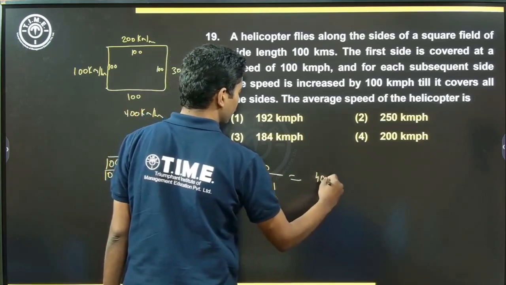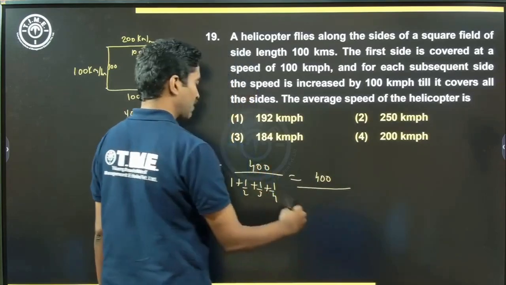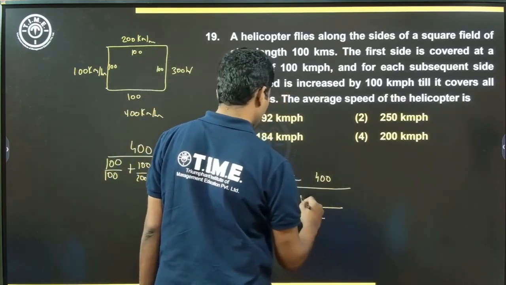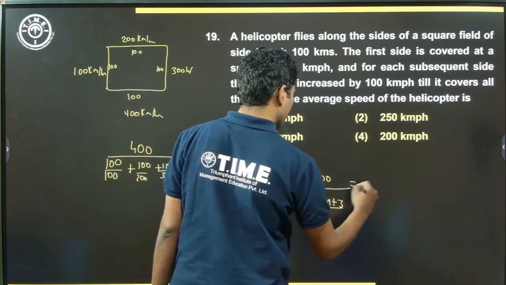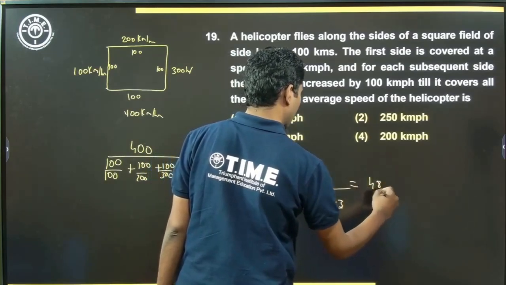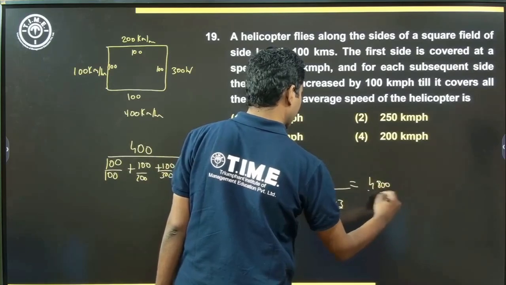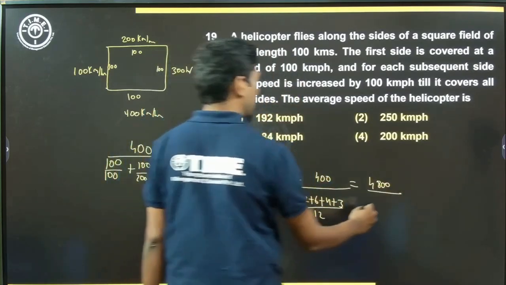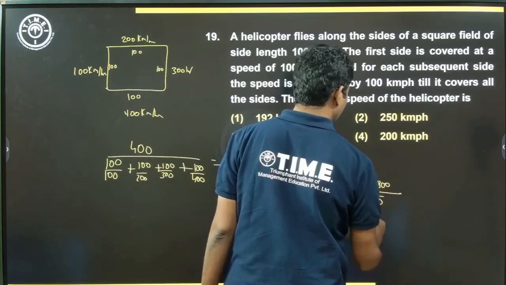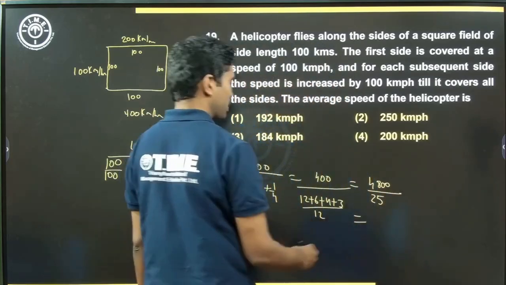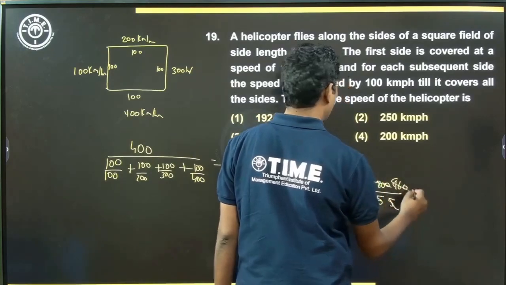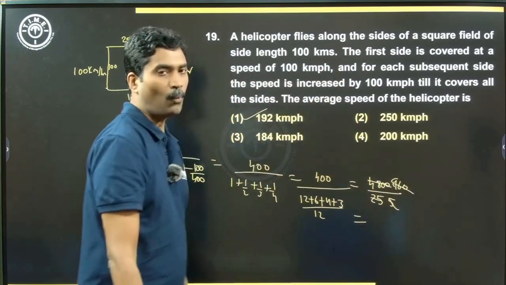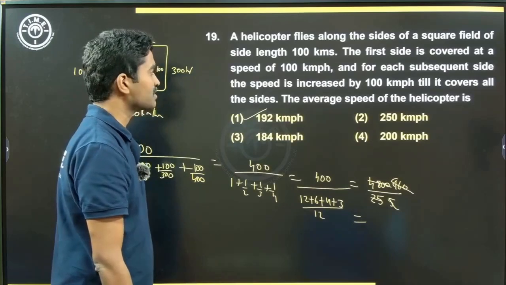Take LCM. 400 by 2, 3, 4. LCM is 12. 12 plus 6 plus 4 plus 3. So 400 into 12, 4800 divided by 25, right? So how much will this be? 5 5s are 25, 5 9s are 45, 192, so option 1, 192 kilometers per hour. That's the average speed.